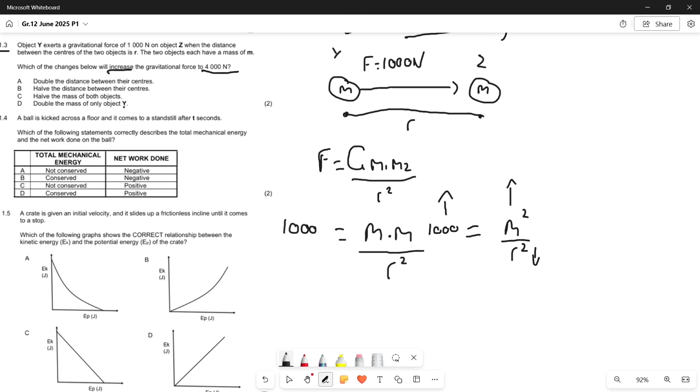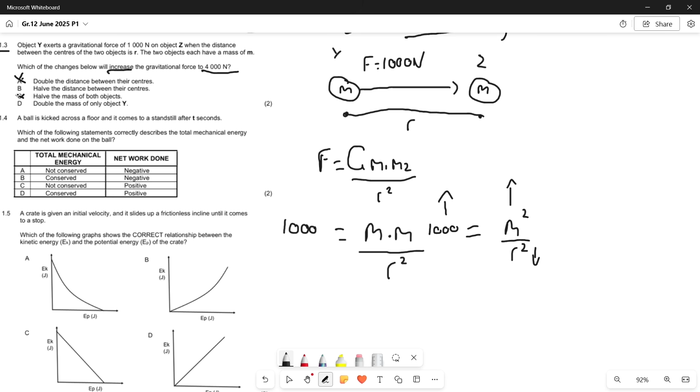So that means we're looking at two options. Doubling the mass of only the object, that could work. Half the mass of both the objects, that won't work, because that would make the masses smaller. If we make the masses smaller, this will get smaller, so that one's out. Halving the distance between the centers, that could work. A smaller value here means this value will go up. And then doubling the distance between their centers means the distance between this and that will be further away, which means this is a bigger number, which means that this goes up, this guy goes down over there. So that means A is out.